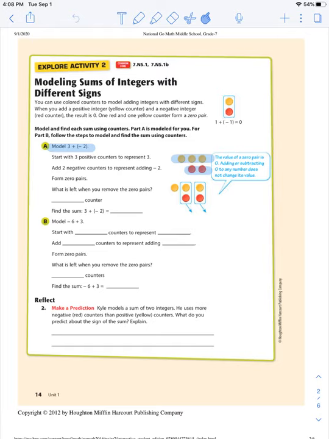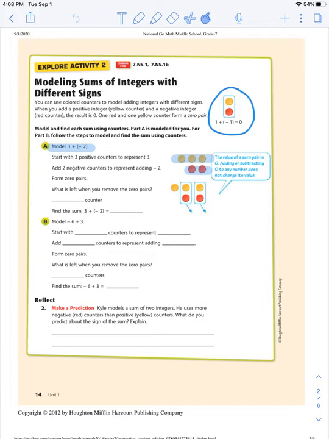Now before we actually add these together, I want you to think back to the last slide where we talked about opposites. Now look at this example in the top corner. 1 and negative 1 are opposites. They cancel each other out. So 1 plus negative 1 is 0. So when you have 1 yellow coin and 1 red coin, or counter, they cancel each other out.